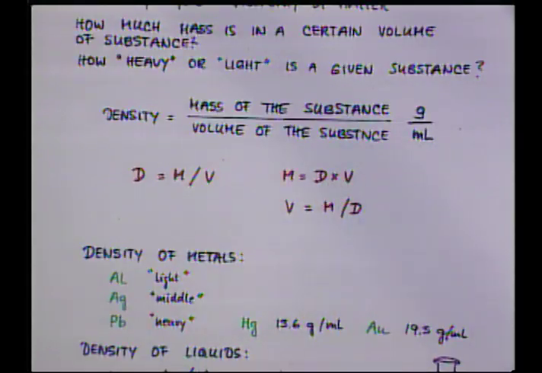Let's say we have the mass given and the volume given, then we can calculate the density. We can have the density given and the volume given, then we can calculate the mass. We just have to rearrange this equation. Or if we have the mass and the density given, we can determine the volume.